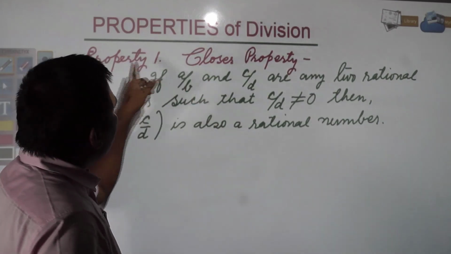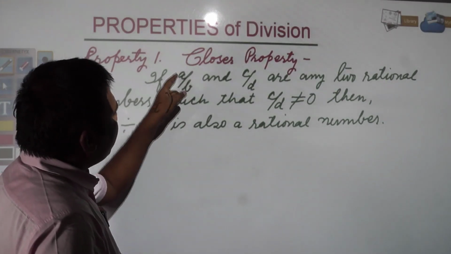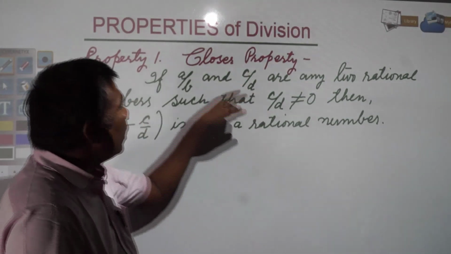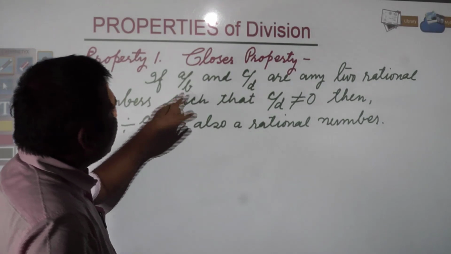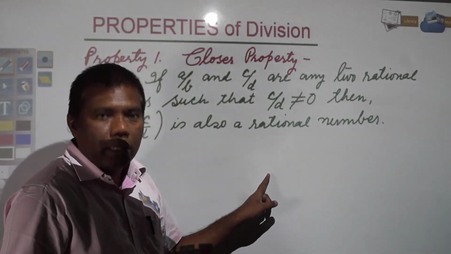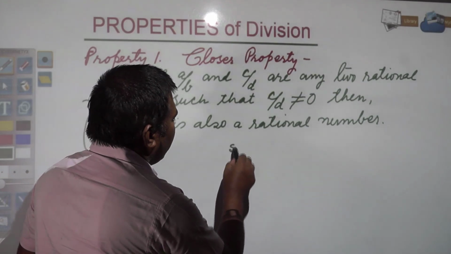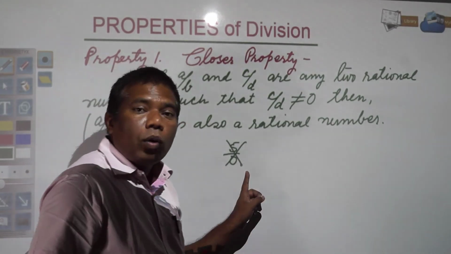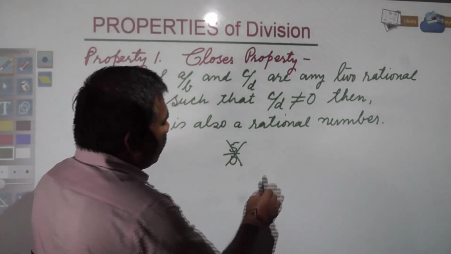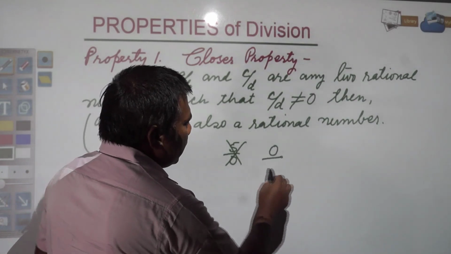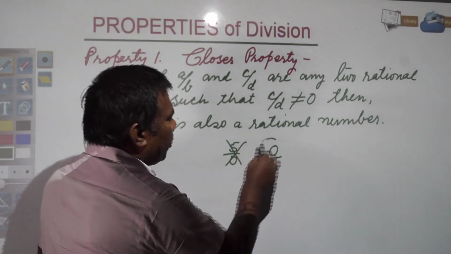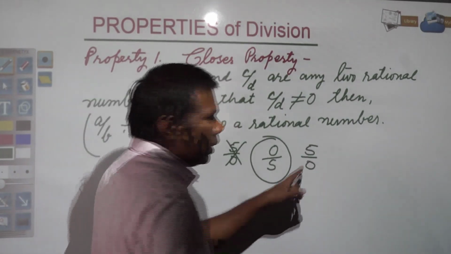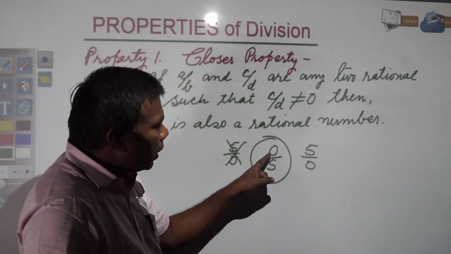In the same way, in division also, if you have two rational numbers a by b and c by d, where c by d must not be 0. Why? Because if you are dividing by 0, the result will be meaningless. Suppose you have the number 5 and you write it divided by 0, there is no meaning of this. That's why the reciprocal of 0 cannot be found, because it will become 5 by 0, which is meaningless. So no reciprocal exists for 0.